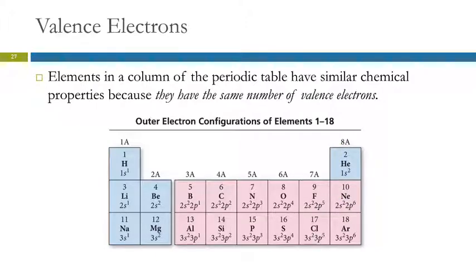The reason that elements in the periodic table have similar chemical properties to other elements in the same group is that they have the same number of valence electrons. That's why they have similar properties.